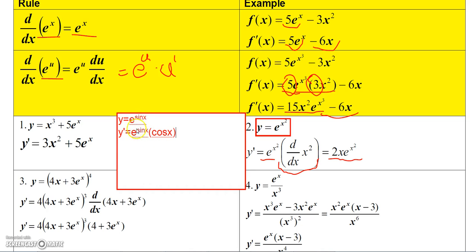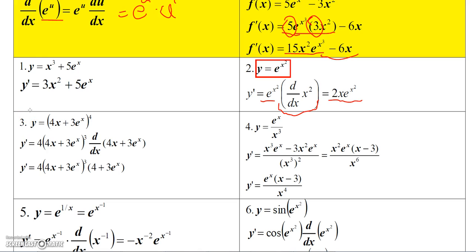So there you can see I used this rule again: e to the u, the derivative of e to the u is e to the u times u prime. Okay, let's focus on number 3 here. y equals (4x plus 3e to the x) to the 4th.